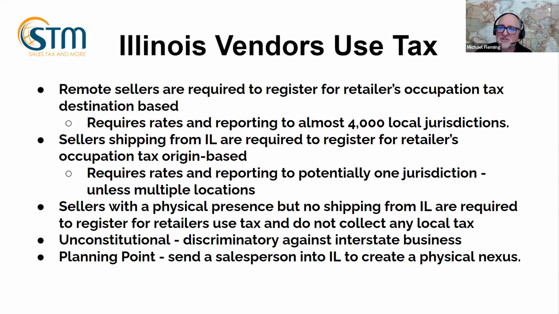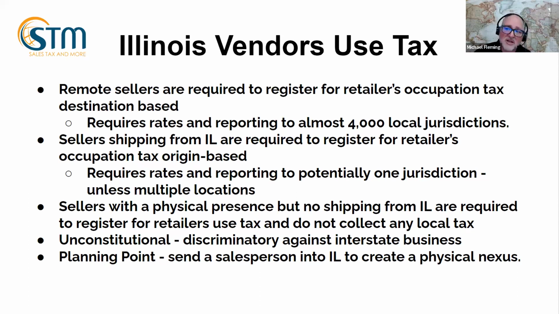When you're doing destination based, there are almost 4,000 local jurisdictions that you've got to figure out the rates for. You've got to figure out how to do the returns. We've had to hire 3 or 4 extra people just to file the Illinois returns for our clients, because it's that much more manually intensive. 4,000 local jurisdictions. It's a nightmare.